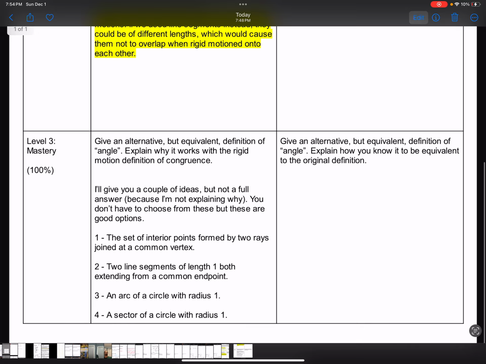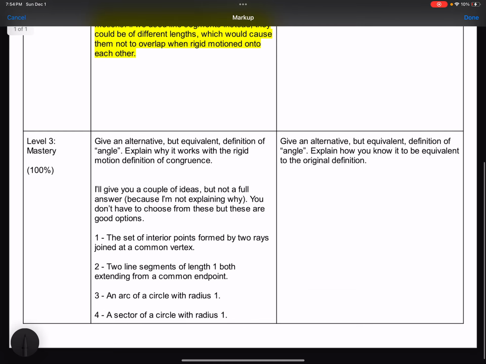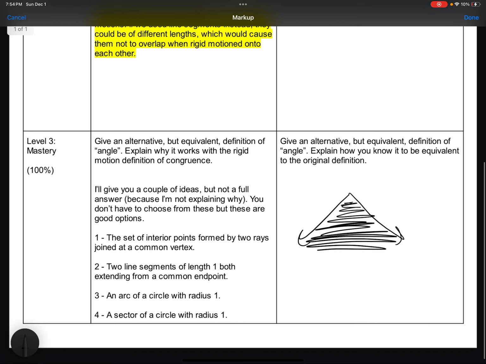Let's look at number 1, the set of interior points formed by two rays joined at a common vertex. So instead of using the actual rays themselves, instead of using this and this, we take the two rays formed at a common vertex and use this space, the set of interior points, as the angle. We're now thinking a little bit more intuitively. Instead of just thinking of the two rays, we're thinking of the space in between the rays. That's what angles are. Angles are the space in between two rays.